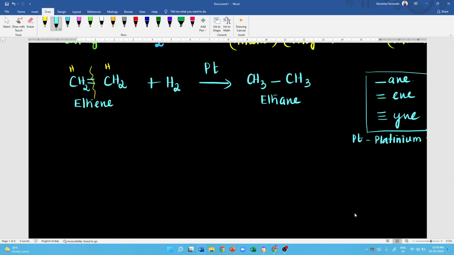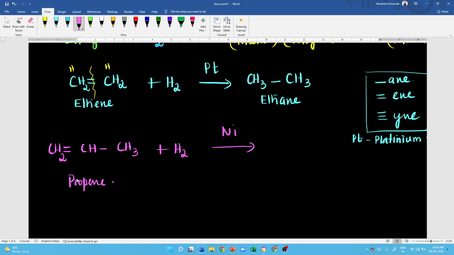The next, let me have one more example. Let us try with propene. Prop means 3 carbons, right? Ene means there is a double bond. Now let me fill with hydrogens: H2, H, and this is H3, plus hydrogen. Here I am changing the catalyst. It is nickel, but it must be in hot condition, 298 Kelvin.